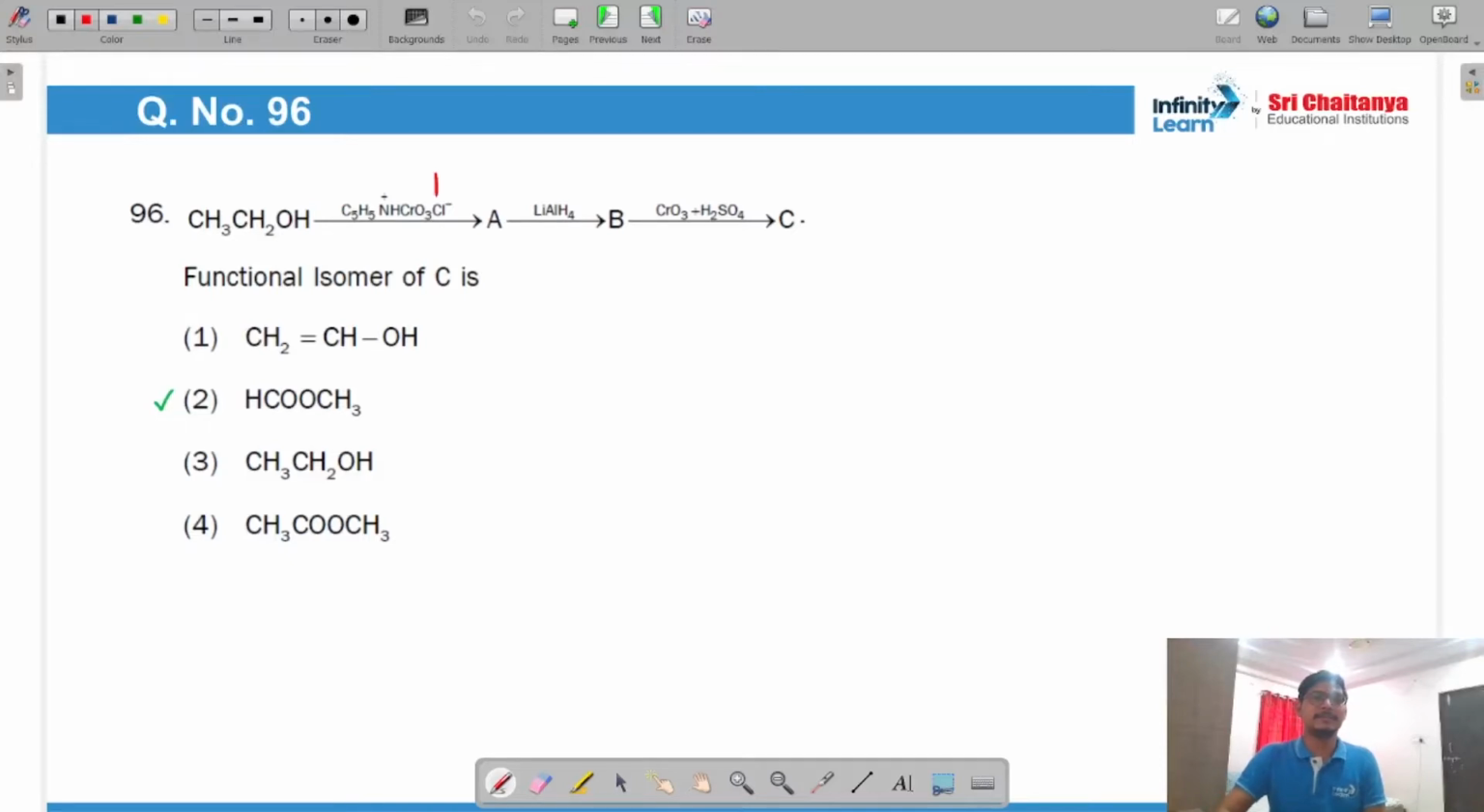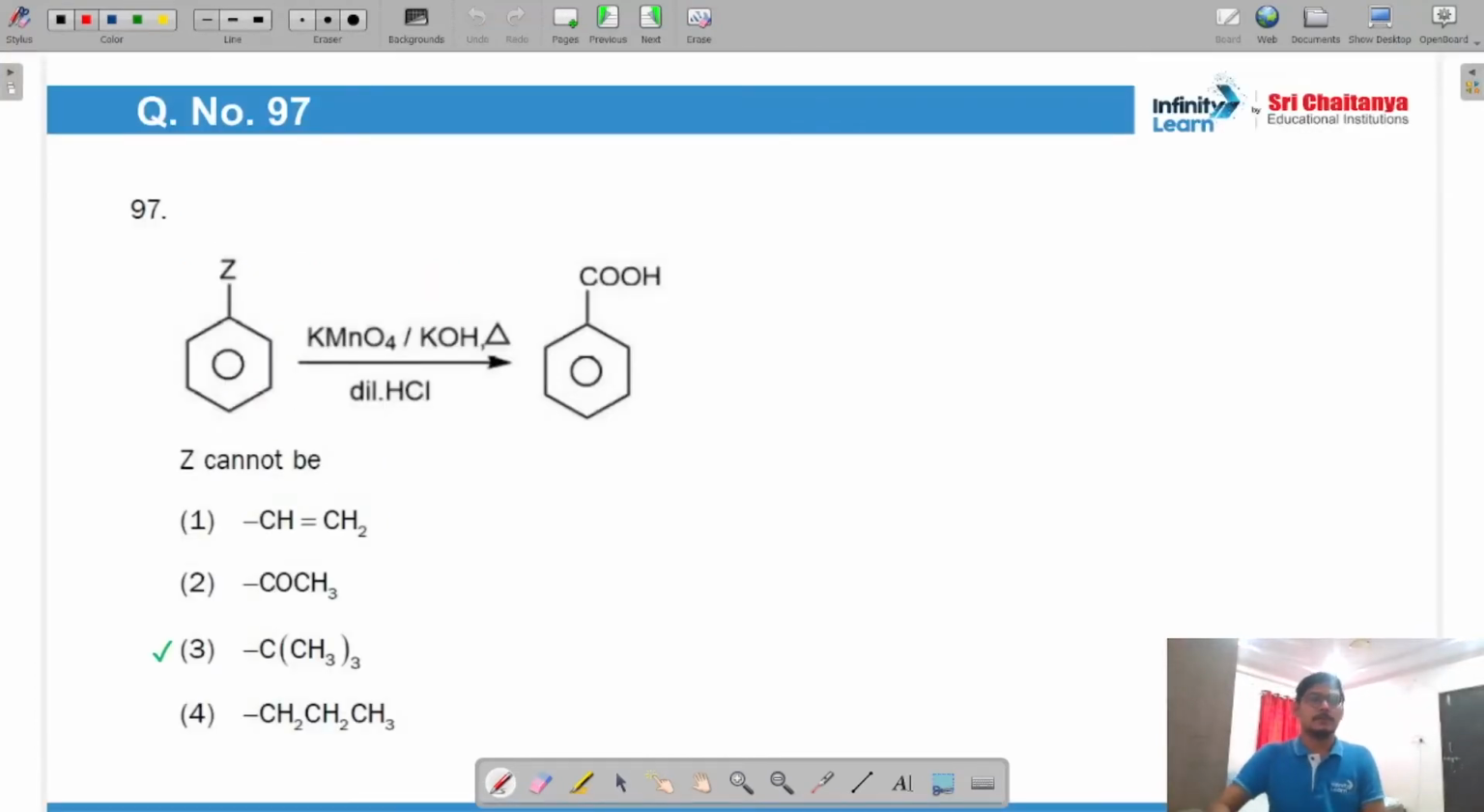CH3CH2OH, it is PCC, so oxidation happens, you get acetaldehyde, then you undergo reduction again, you get ethanol again, and then Jones reagent on oxidation gives ethanoic acid. And remember, carboxylic acids are isomeric with esters, so this is the correct answer. It cannot be a tertiary alkyl group because it doesn't have any hydrogen to initiate oxidation, otherwise all these groups can be oxidized to carboxylic acid, the side chain oxidation.